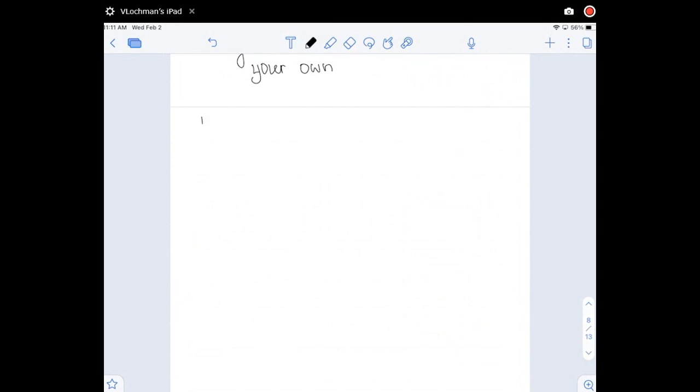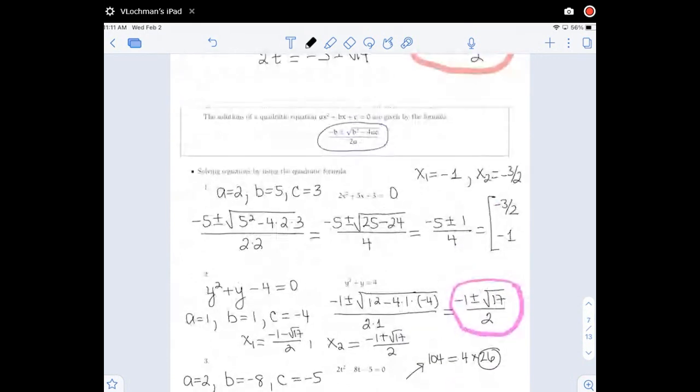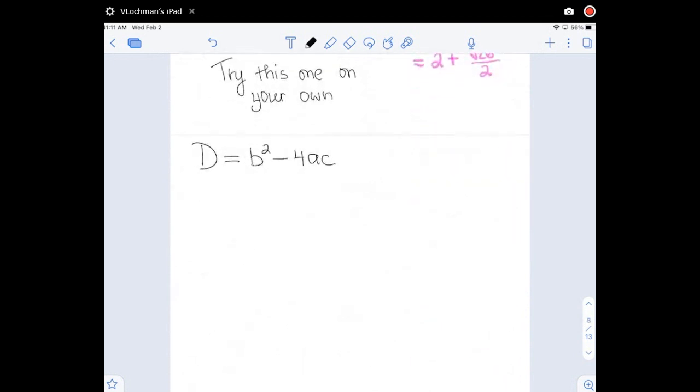So D stands for discriminant, is this quantity b squared minus 4ac. That's part of the quadratic formula, right? So let me highlight it over here. This piece right here, not the radical, but just what's under the radical. Okay, we'll call that the discriminant. And just by computing the discriminant, we can come up with a couple of conclusions.